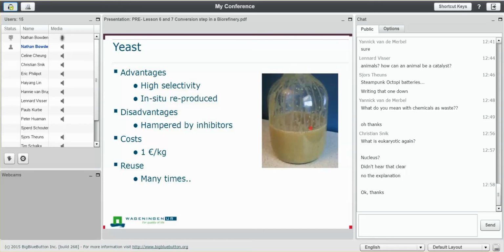So here you have a reactor. It's just a big glass bottle, and it will break down sugar and make whatever you want. So ethanol, for example, glycerol, or acetic acid. So it's very selective, and it's everywhere in here. However, a disadvantage is it's hampered by inhibitors.